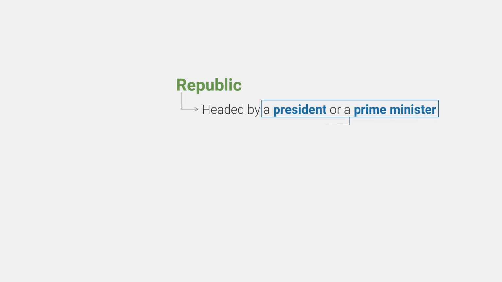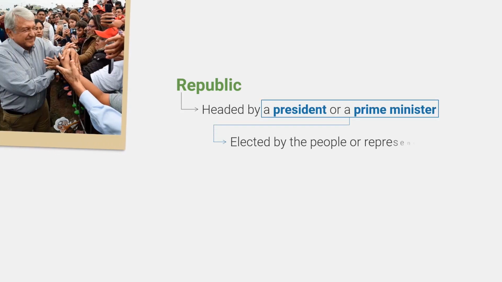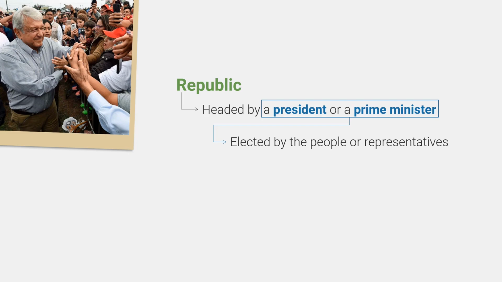Republic. In a republic, the government is usually headed by a president or a prime minister, who is elected by the people or by the representatives. A republic can have different levels of participation and representation. They can be parliamentary or presidential, democratic or not. In a democratic republic, the people choose their leaders through elections.